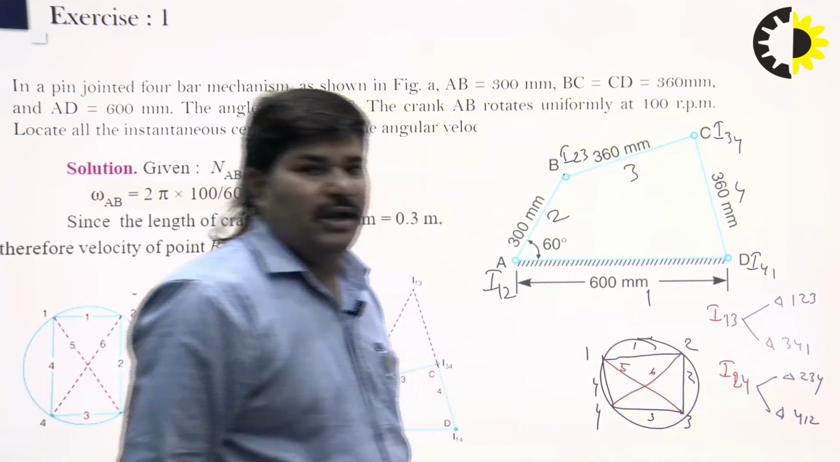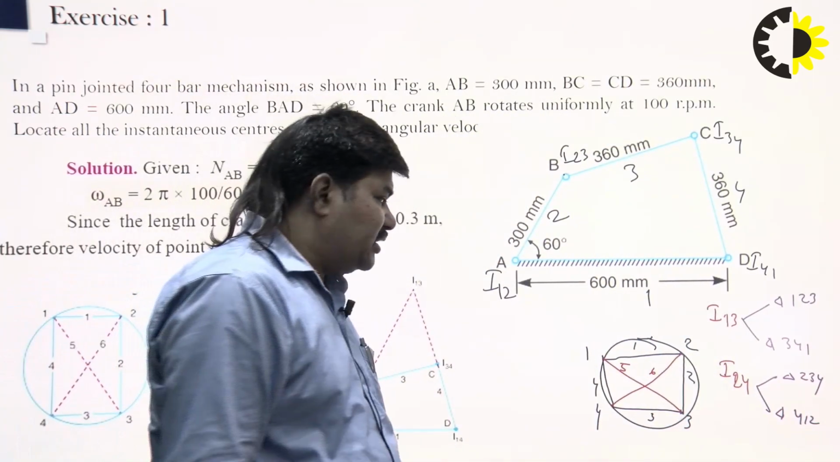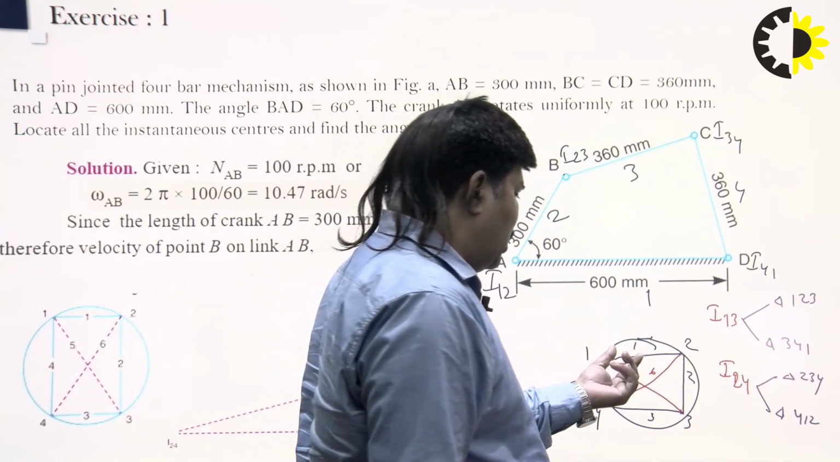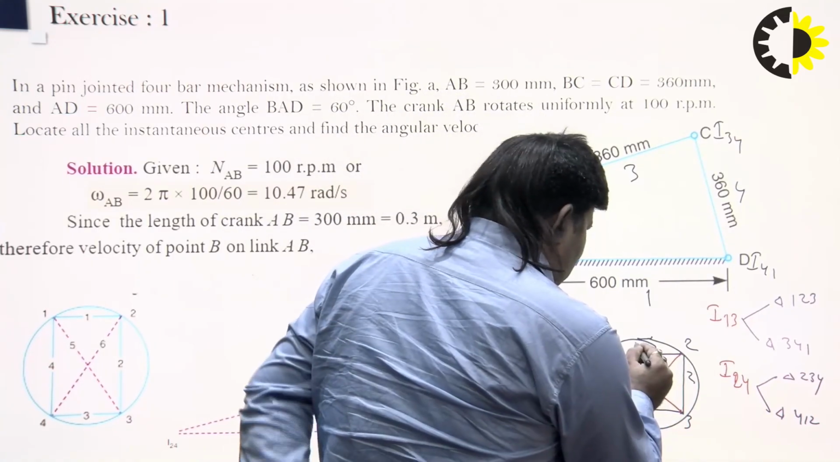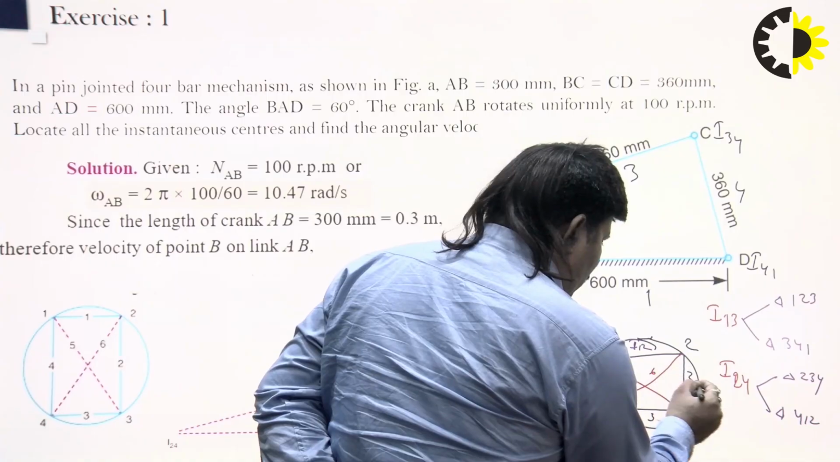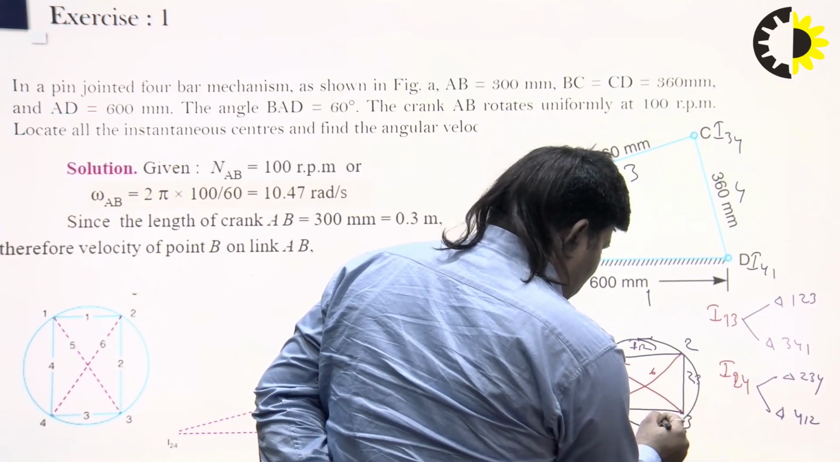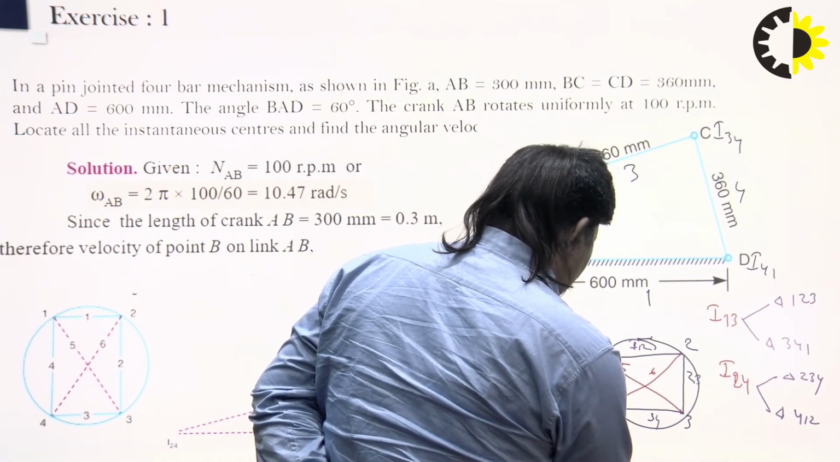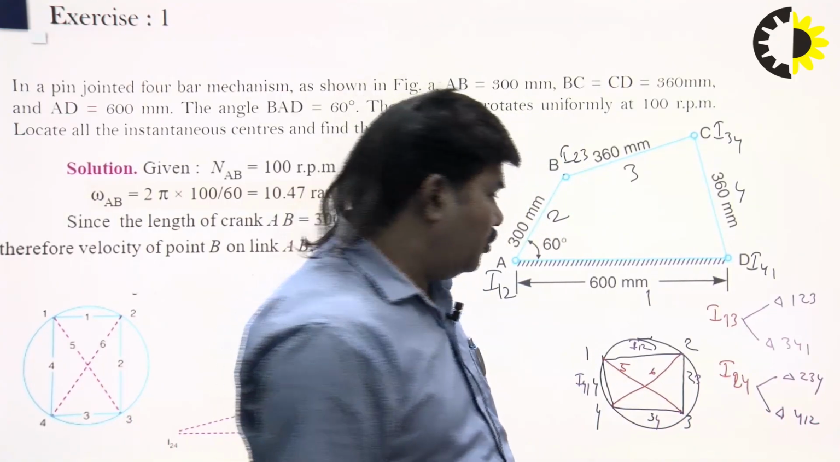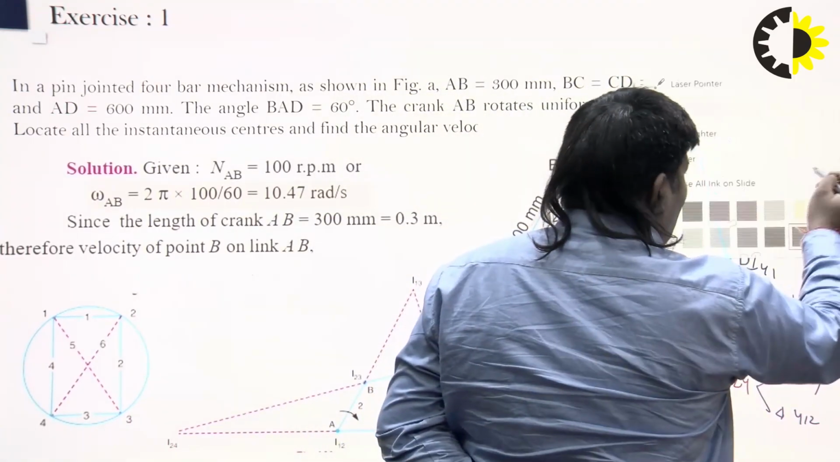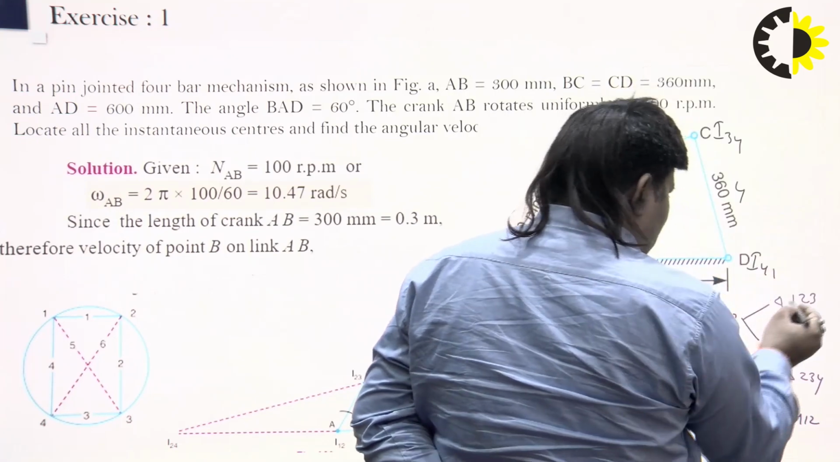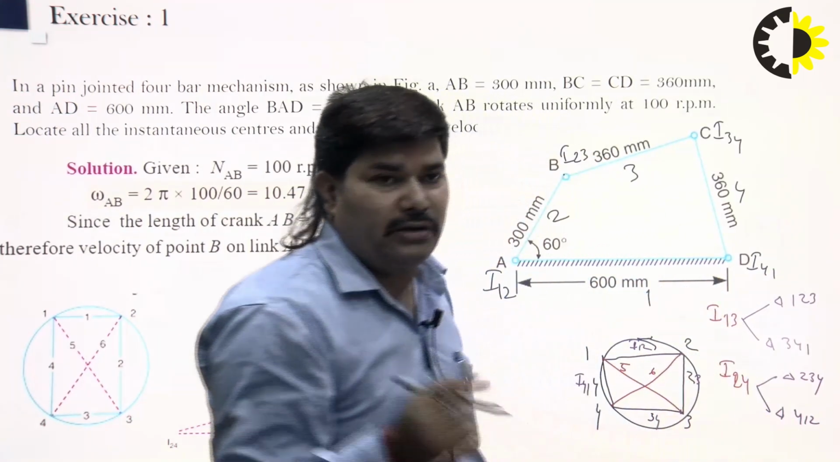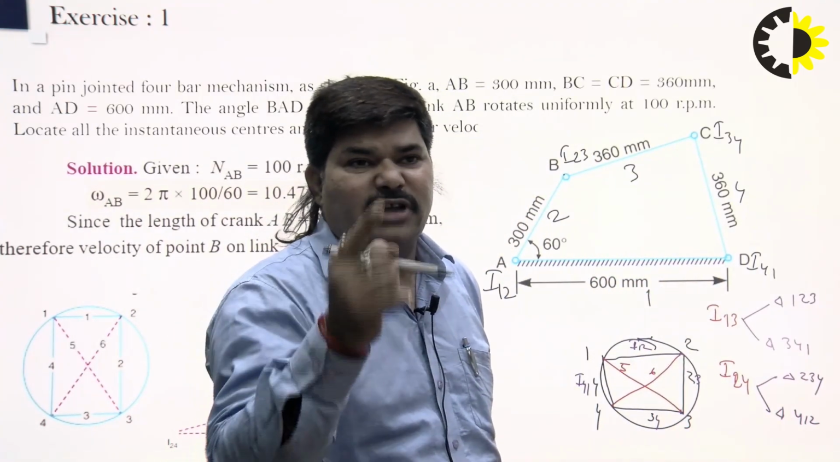There are 2 triangles, right? So you can see this key that is I 1, 2. I'll show here the instantaneous centers I 1, 2, I 2, 3, I 3, 4, I 4, 1, right? So you can see the I centers are here. I 1, 3 in triangle I 1, 3. How much I center comes here?